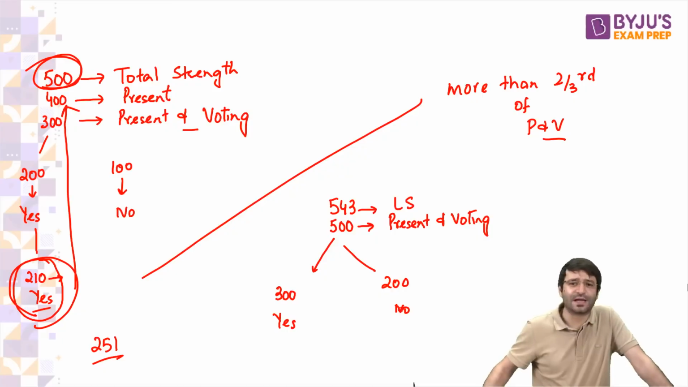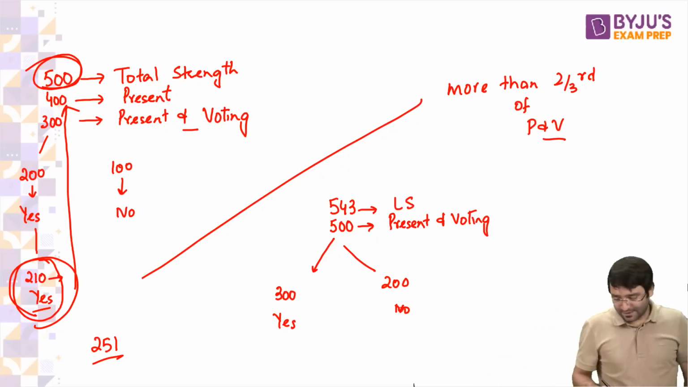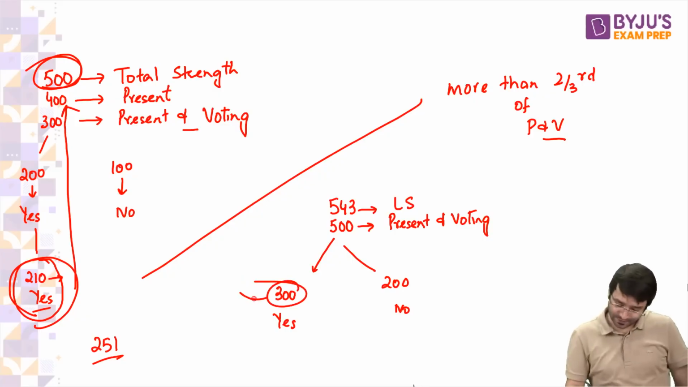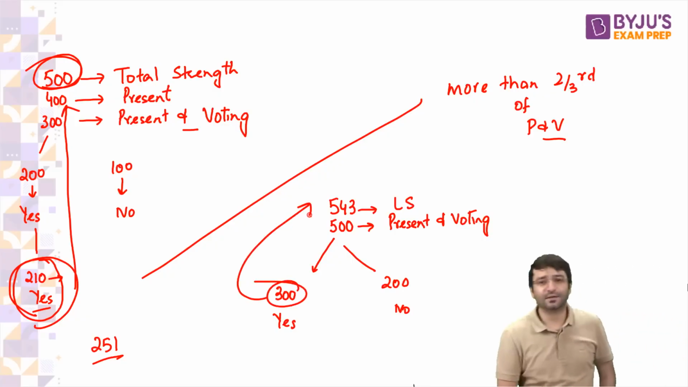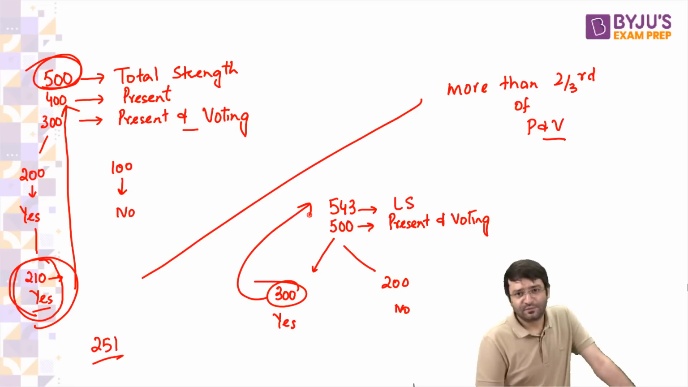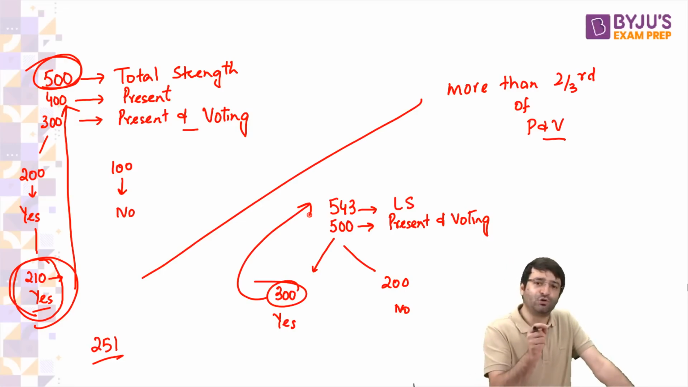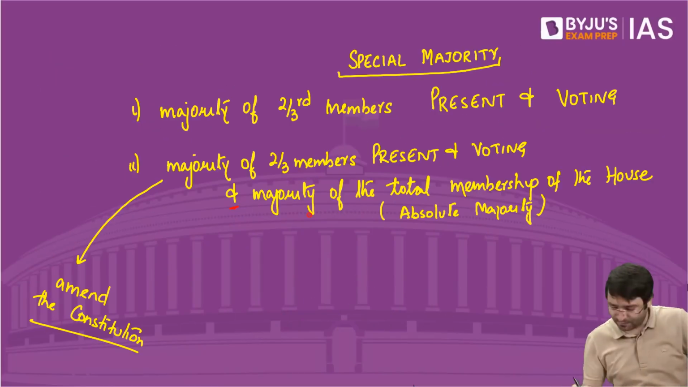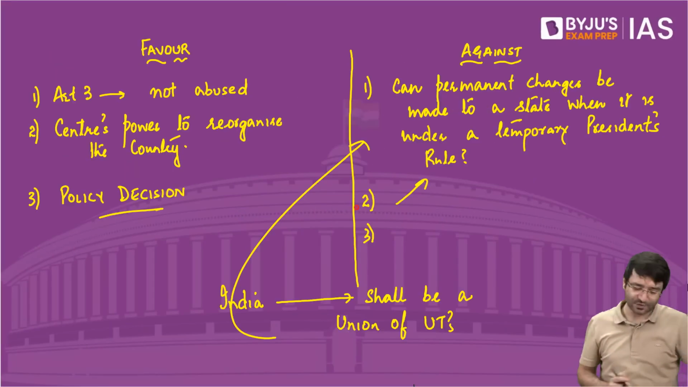How can you say yes? Is 300 more than absolute majority? Absolute majority. Yes, it is. Because it is more than half of the total strength of the House. Total strength of the House is 543. Which means anything above 272, your condition number 2 is satisfied. And condition number 2 is majority of the total membership of the House.